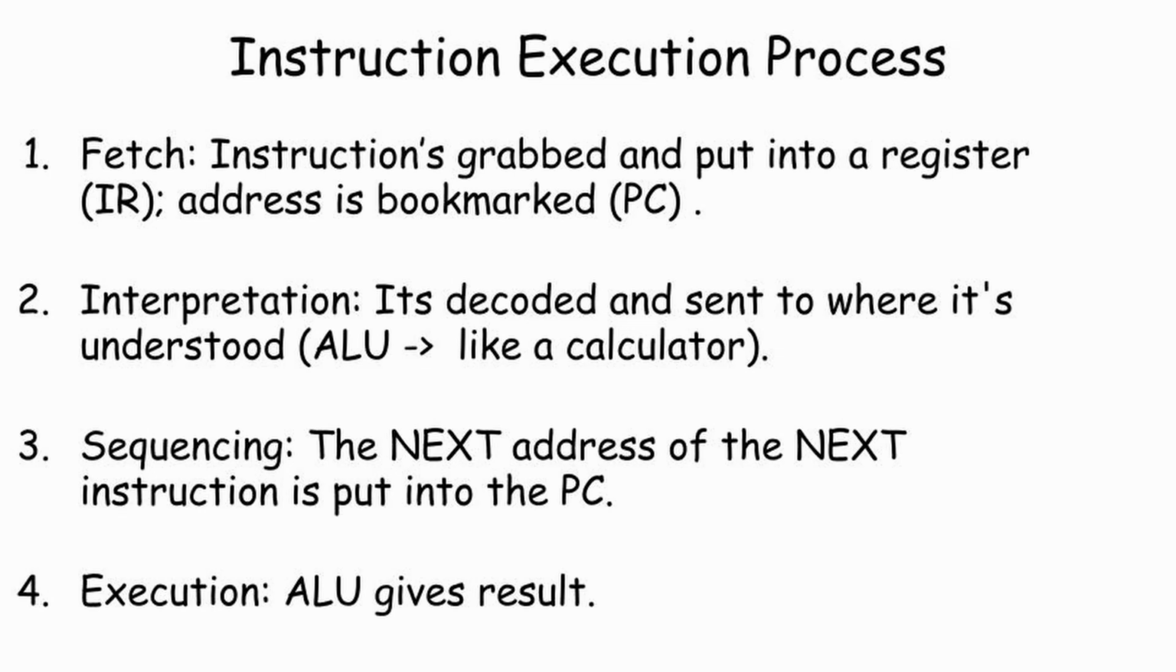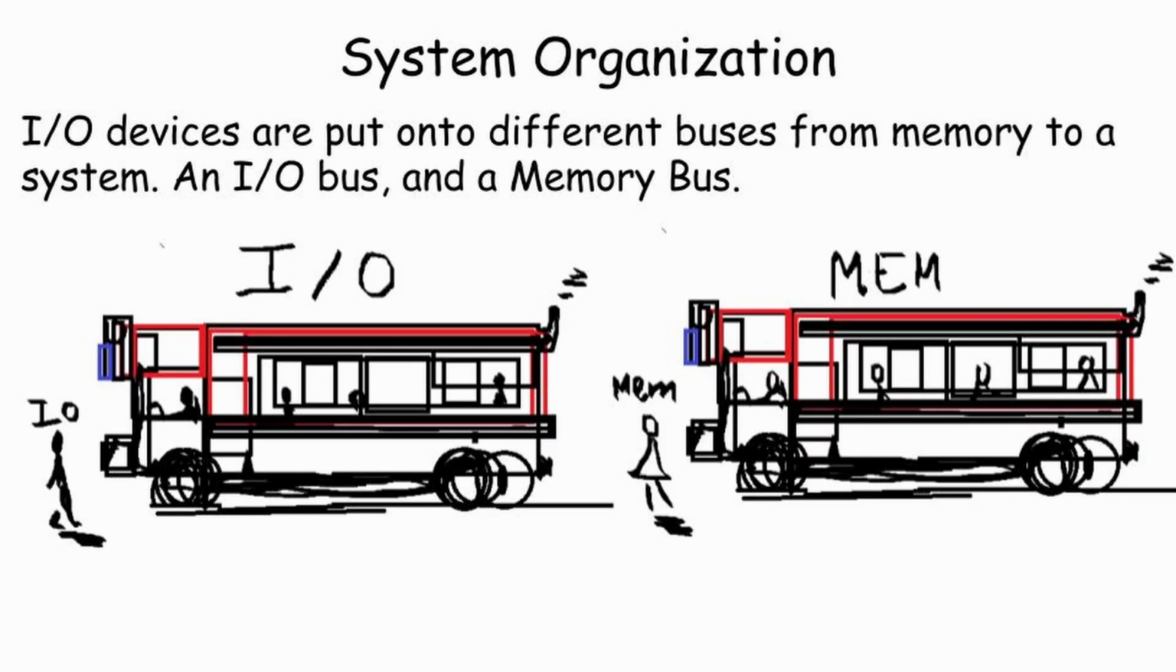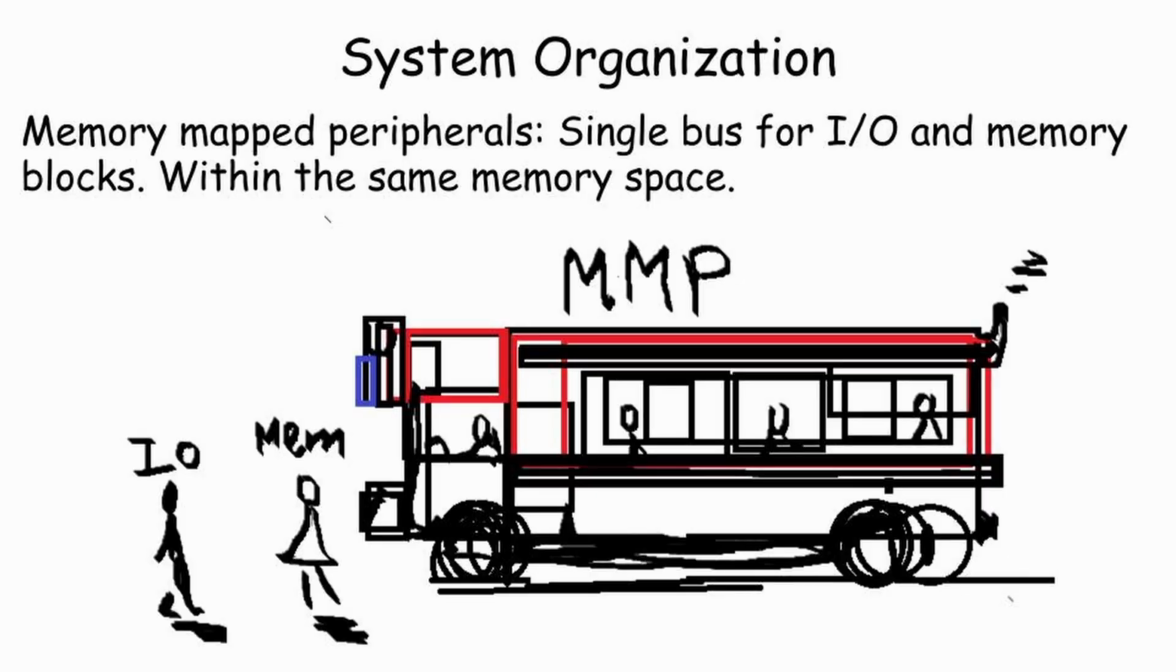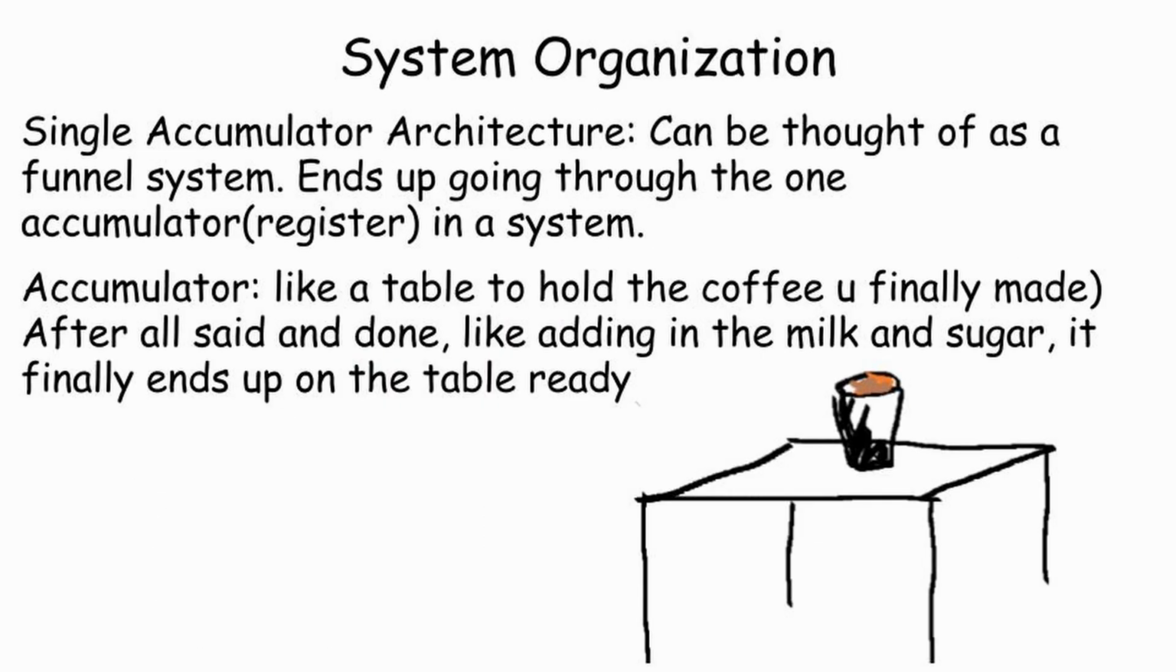Instruction execution process runs in 4 steps. Fetch it, decode it, point it to the next one, and execute it. Systems organization. Input-output devices connect through buses. They tend to have separate buses from memory. However, memory map peripherals is when they share the same bus. Single accumulator architecture is when everything funnels through to one register. Like after the steps of making coffee, it then goes down on a single table like the single accumulator.